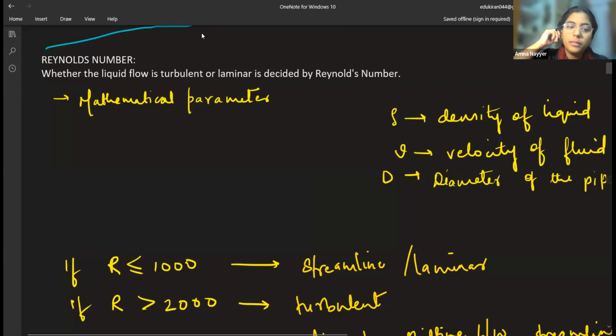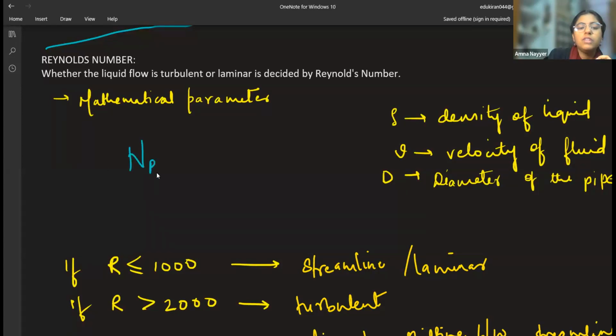Yes, class. The next topic is Reynolds number. Now how will you determine whether the flow of fluid is turbulent, laminar, or streamlined? This is given by a mathematical parameter. A certain range will be there. Whatever number comes, you will calculate whether it's laminar or turbulent. There's a formula for calculation of Reynolds number.